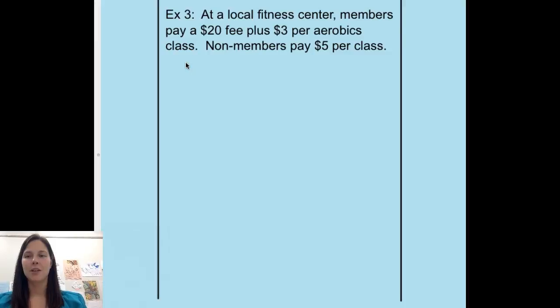One last example. Two pieces of information that we don't know or that we might be curious about in this situation is how many classes each person takes per month. Once we know that information, we could use it to figure out the total cost that they pay to the gym.